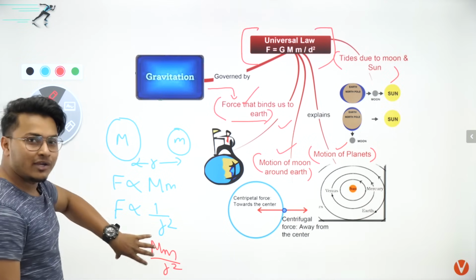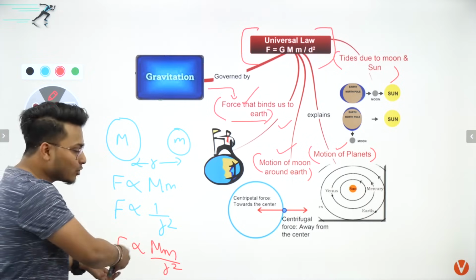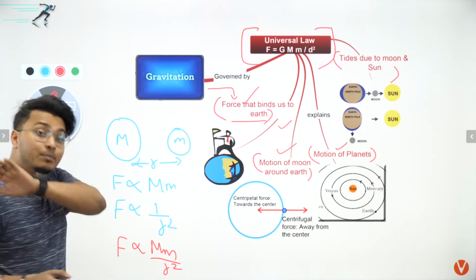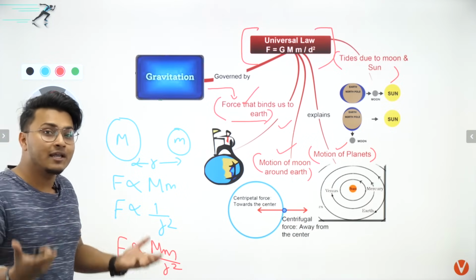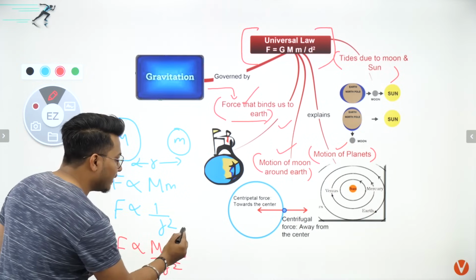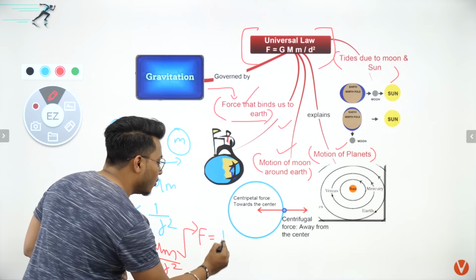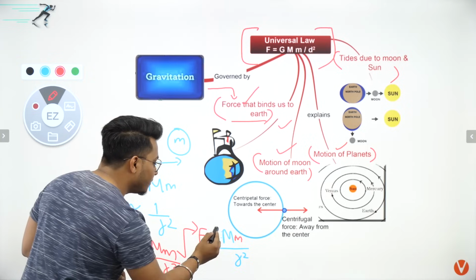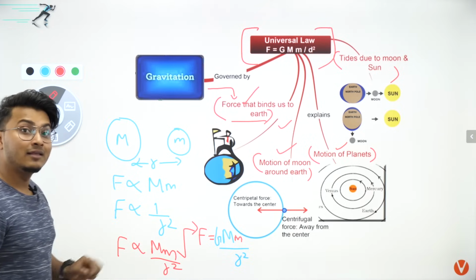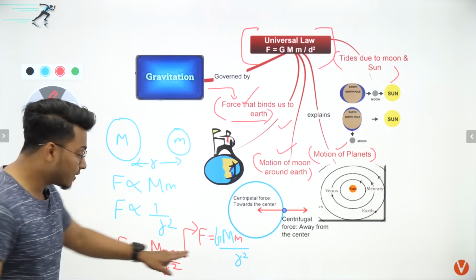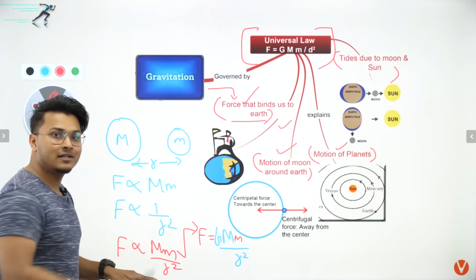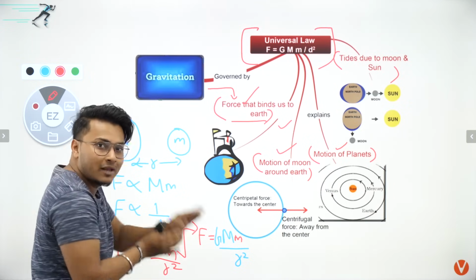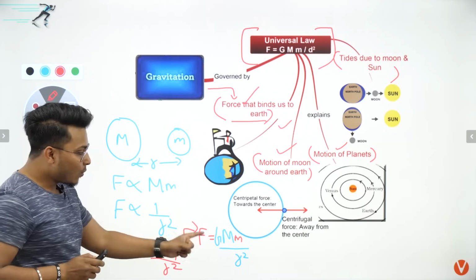Now I need an equation. I don't need proportionality here. I need to remove the proportionality symbol, so what will I do? I'll remove the proportionality symbol and put a constant there, and that constant will be called the proportionality constant, isn't it? We all know that. So F is equal to G M m by r square, where G is the proportionality constant. Whenever I change the proportionality symbol to an equal to symbol, I need to put a constant there, and I put it right there. What is this G now?